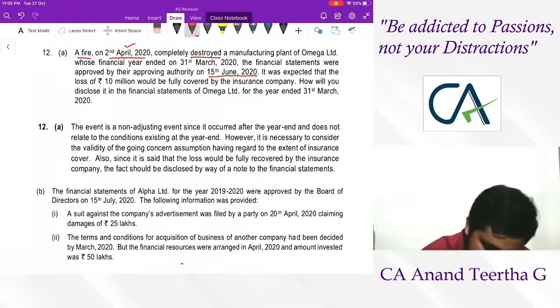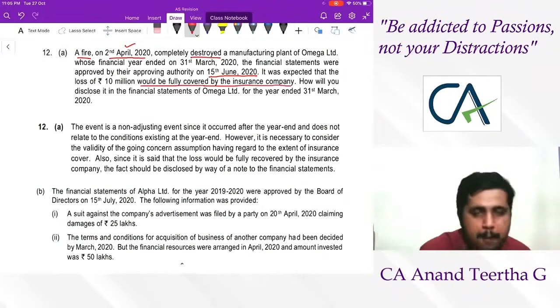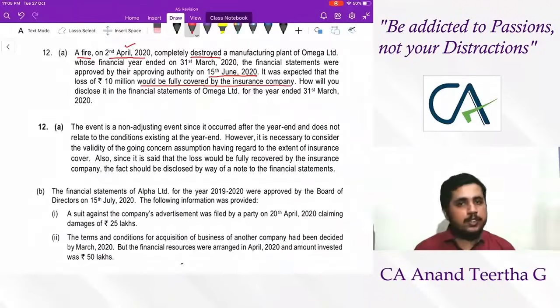The point is, first, it is fully covered by the insurance company. Suppose if insurance was not there, then there were chances that going concern assumption might go wrong, because the amount involved is huge. But the company expects, or is almost sure, that insurance cover will totally take it up. So therefore, going concern assumption may not go wrong here. You can bring it in the answer saying that we will assume going concern assumption will not go wrong because there is already an insurance coverage.